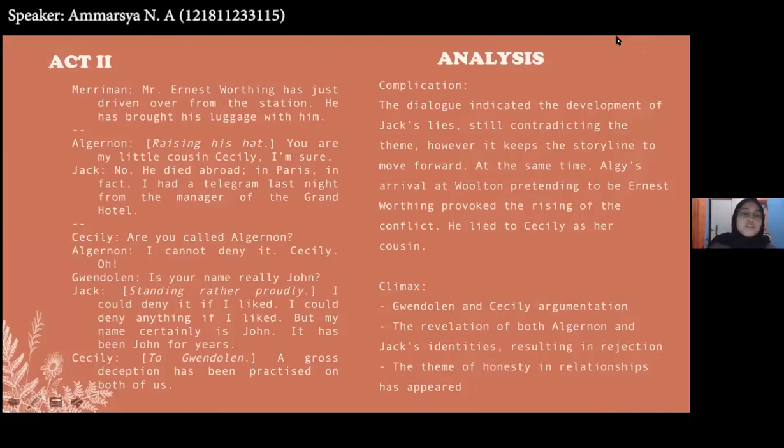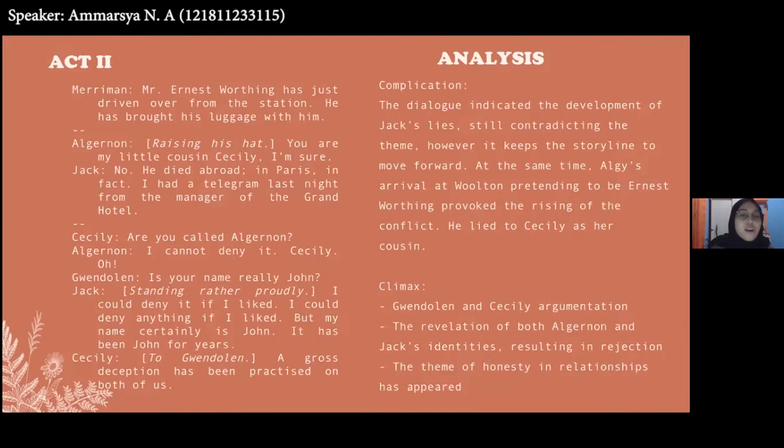Okay, so the next topic is the climax. Later that day, Gwendolen and Cecily had an argument regarding who is engaged to Ernest. Then came Algernon, explaining that he's not engaged to Gwendolen. Because of the unpredictable situation, Gwendolen clarified Algernon's real identity, which he then admitted. Then Jack came to the garden and his real identity was revealed by Cecily. Both revelations resulted in the rejection of the men's marriage proposals by both women.